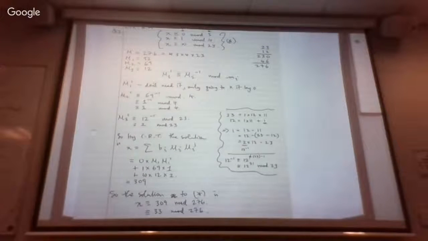33 is congruent to 0 modulo 3. 33 is congruent to 1 modulo 4, so it's 32 plus 1, and 32 is a multiple of 4. And it is also congruent to 10 modulo 23, 33.